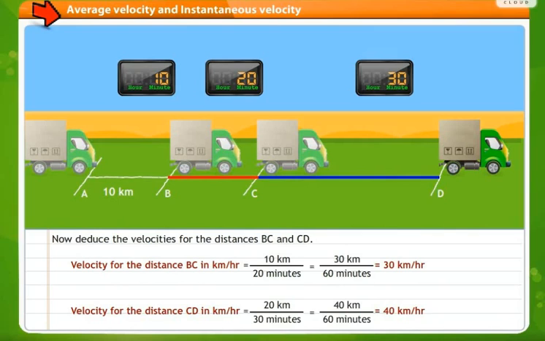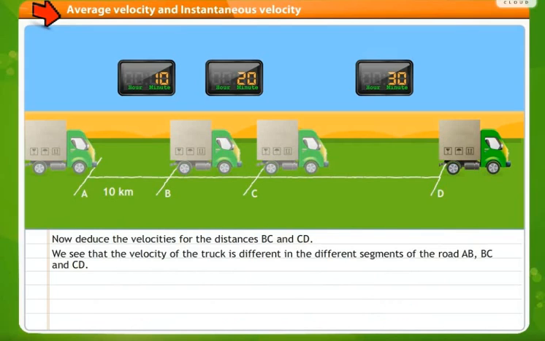Same with 20 kilometer upon 30 minutes for velocity for the distance CD. It is 30 minutes, we have to make 60 minutes. So 40 kilometer upon 60 minutes is equal to 40 kilometer per hour. 60 minutes is equal to 1 hour. Hence 40 upon 1, which will be 40.